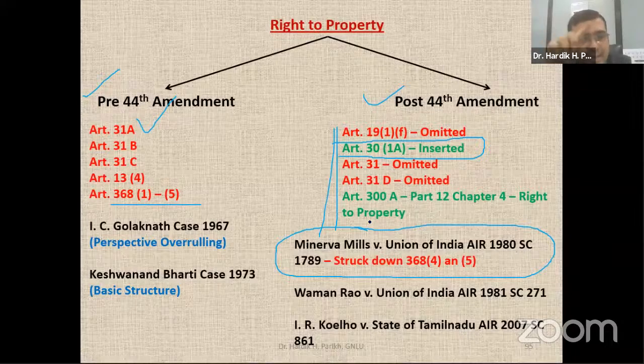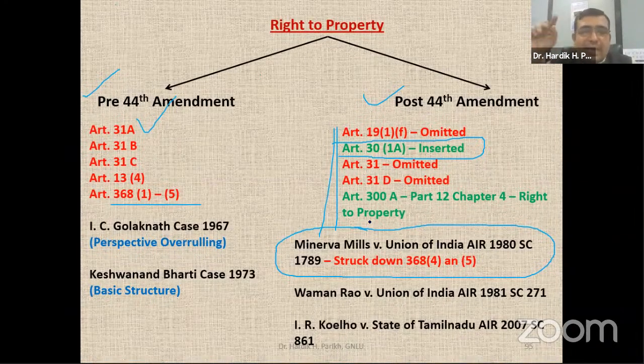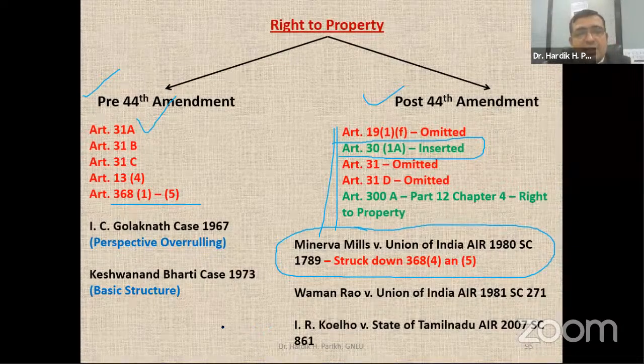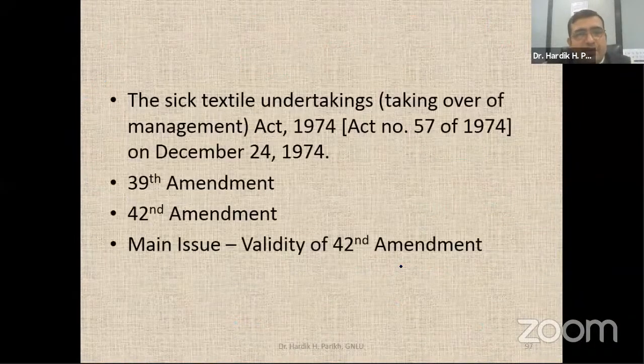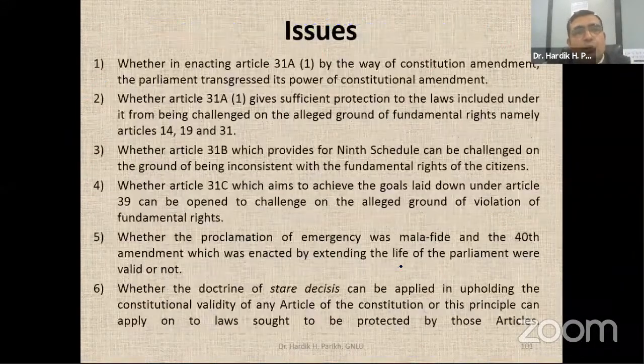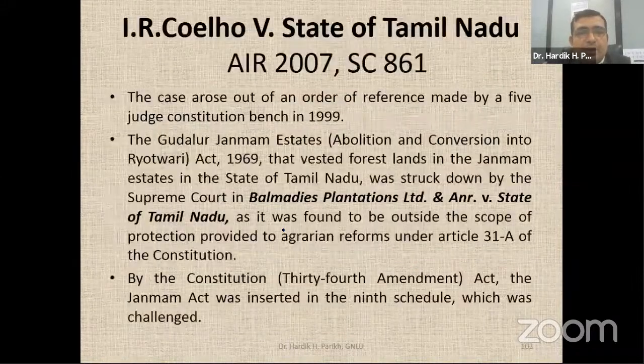And finally, the same discussion got repeated in the year 2007 when the I.R. Coelho judgment came. The last one is in the year 2007, Supreme Court, 2007 (2) SCC 861. Here also the matter belongs to Tamil Nadu, where the Gudalur Plantation Act was there, and it came to be included into Article 31B.